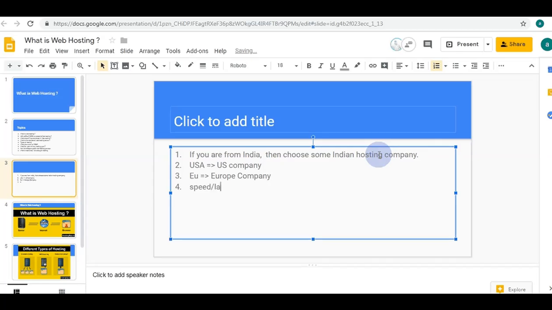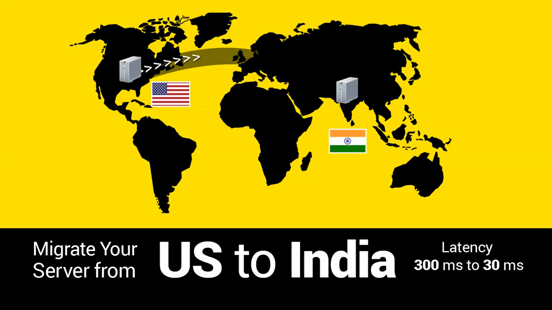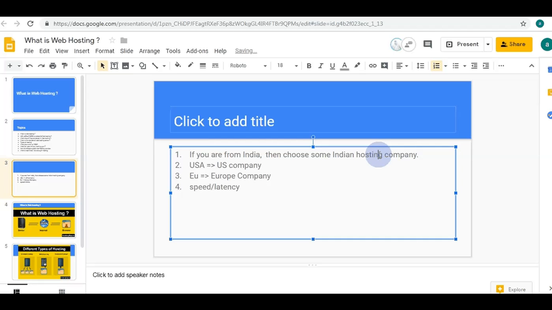The other important point is speed, in other words called latency. What is latency? Latency means the amount of time it takes for the media files, HTML files, and CSS files to download from your web server to the browser. I'm just explaining in simple terms. Technically speaking, latency means the amount of time it takes for a packet to travel from the server to your browser.